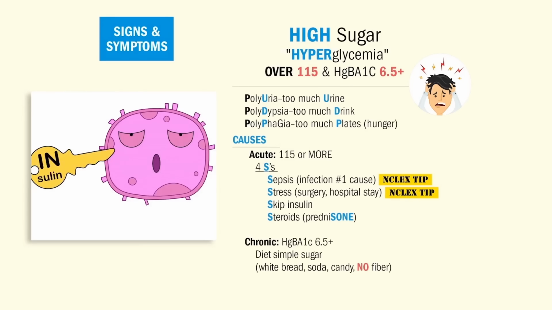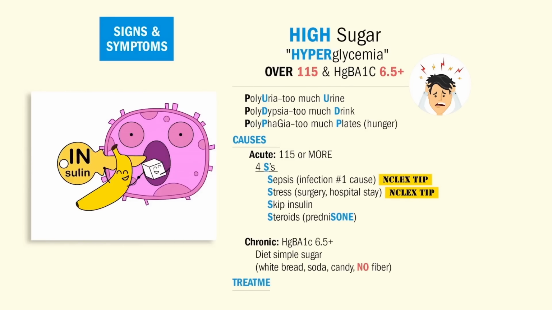Now, we treat that high sugar with insulin to put that sugar into the cells. So for your test, I know that's going to come up. Yes, we increase the insulin during stress like sepsis, surgery, and especially with steroids. And guys, know the patient's not on insulin forever. Once the S's stop, then the insulin stops. And guys, big key word here, if the sugar is still high after the insulin, that's a critical situation. Always call the doctor or HCP.